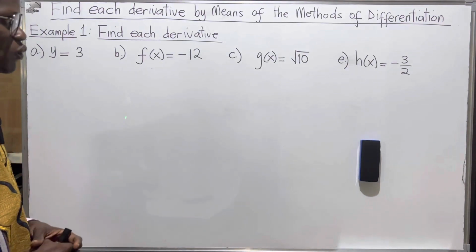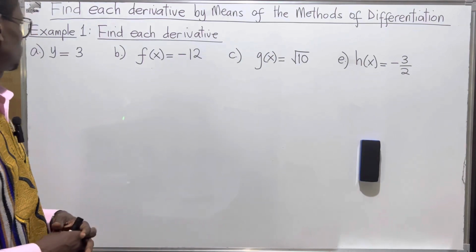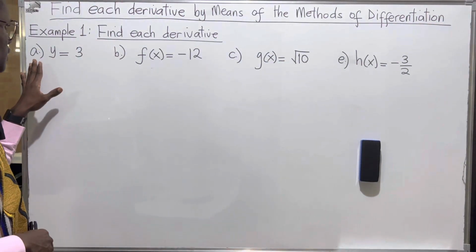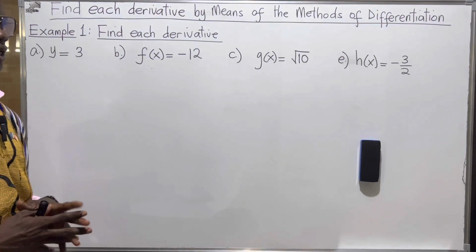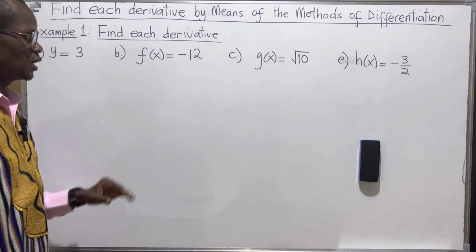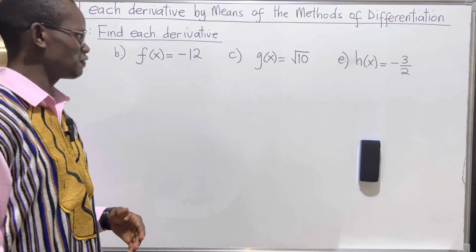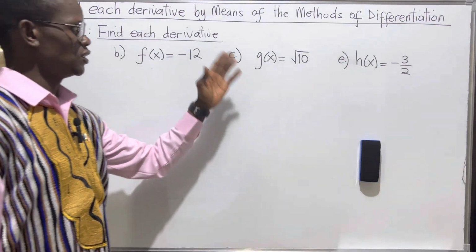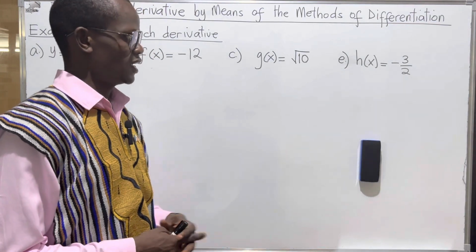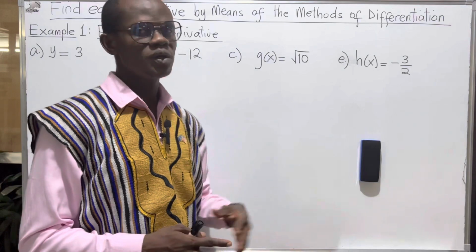So in example 1, we have 5 problems, A to E. The first problem says y equals 3. So how can we find the derivative of y equals 3? The second function says f of x equals minus 12. The third function says g of x equals the square root of 10. And the last function says h of x equals minus 3 over 2.